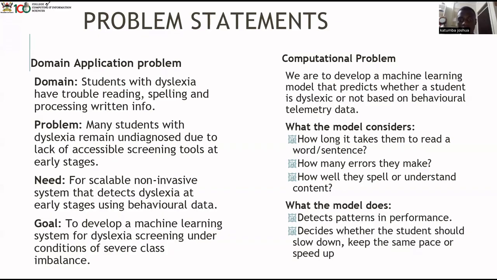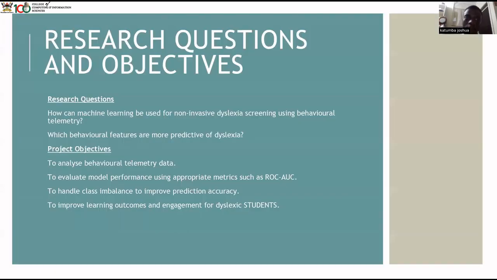But as we were developing that model, we came across certain considerations that we looked at. The first one was how long it takes them to read a sentence or a word. The second one is how many errors they make. And the third one was how well they spell or understand the content. So what our model aims to do is to detect patterns in their performance and decide whether the students should slow down, keep the same pace, or speed up.